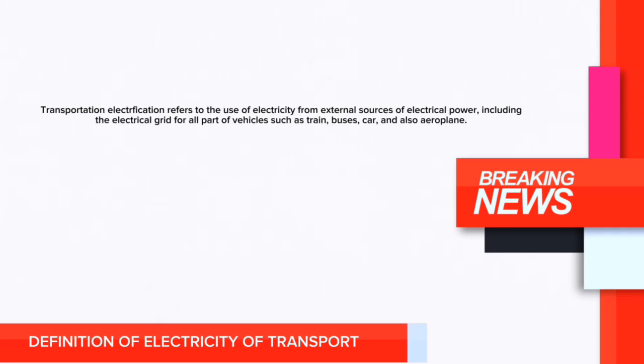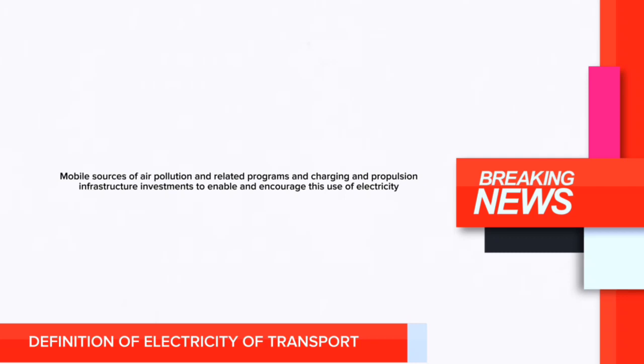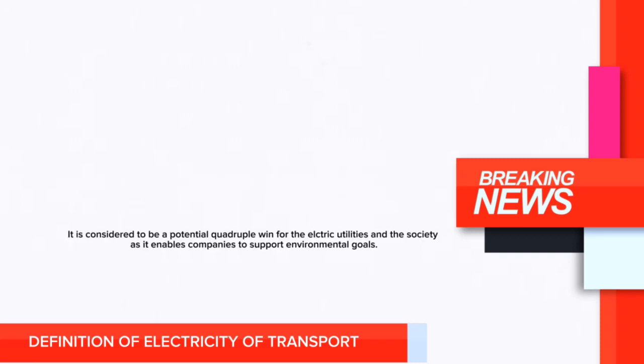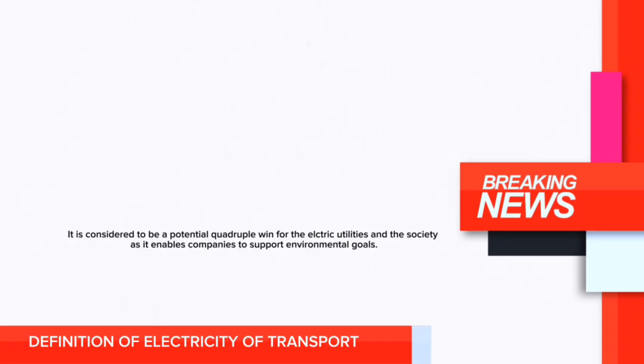The definition of electrification of transport: transportation electrification refers to the use of electricity from external sources, such as the electrical grid, for all parts of vehicles, such as trains, buses, cars, and aeroplanes. It addresses mobile sources of air pollution, as well as programs and investment in charging infrastructure to permit and encourage this use of power. It is regarded as a possible win for electric utilities and society since it allows businesses to promote environmental goals while increasing customer happiness, lowering operating costs, and ensuring the future value of current assets.